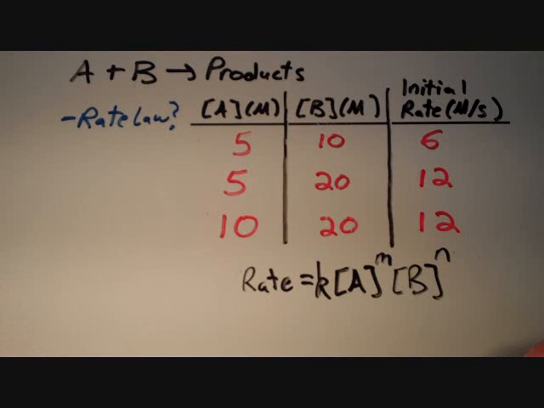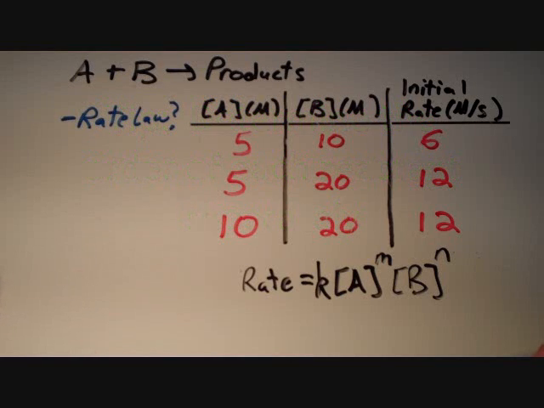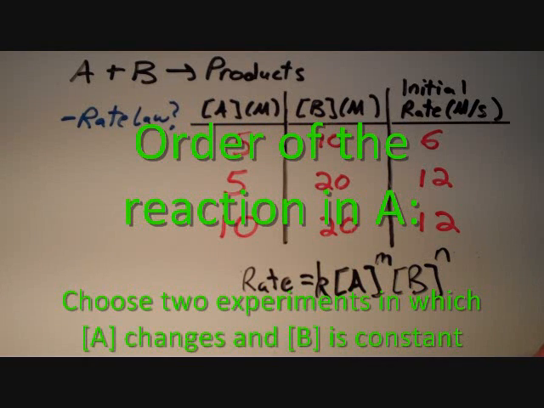So what it comes down to is we have to determine M and N for this reaction in order to determine the rate law. One tip is that in order to determine the rate law, we need to determine the order of each reactant separately. So let's first turn our attention to A. We want to find the order of the reaction in A. To do this, we're going to choose two experiments in which the concentration of A changes and the concentration of B is constant.